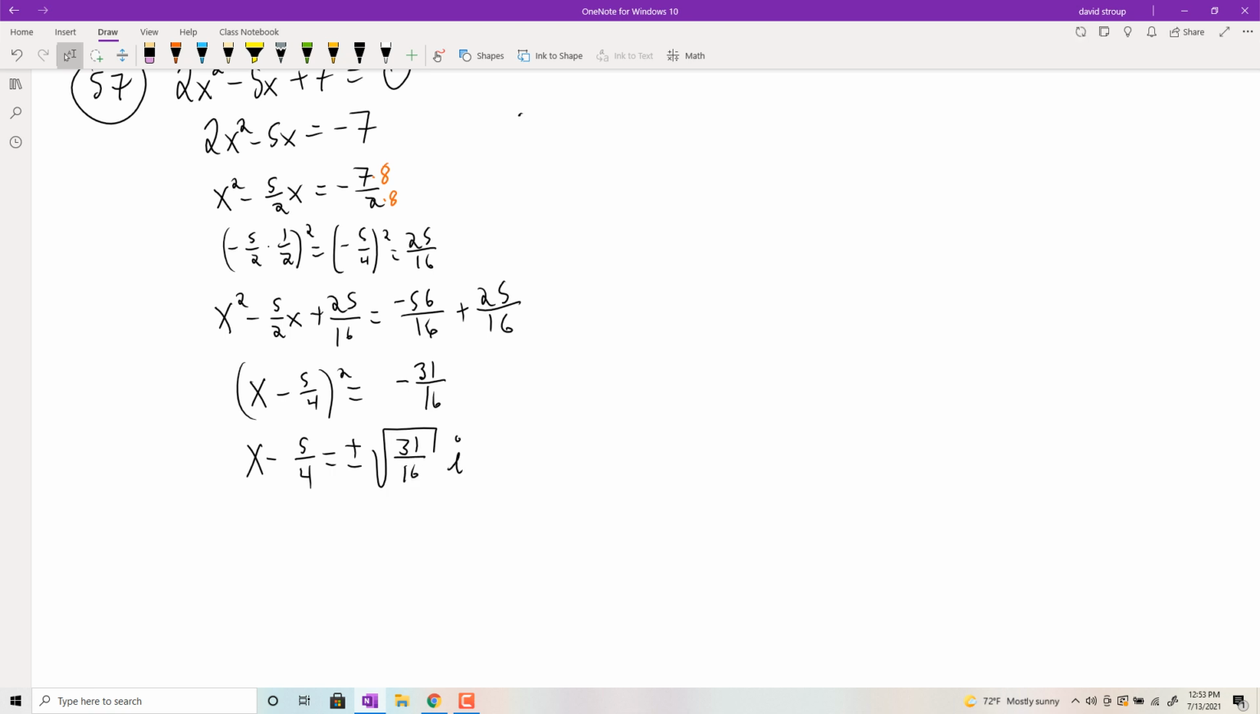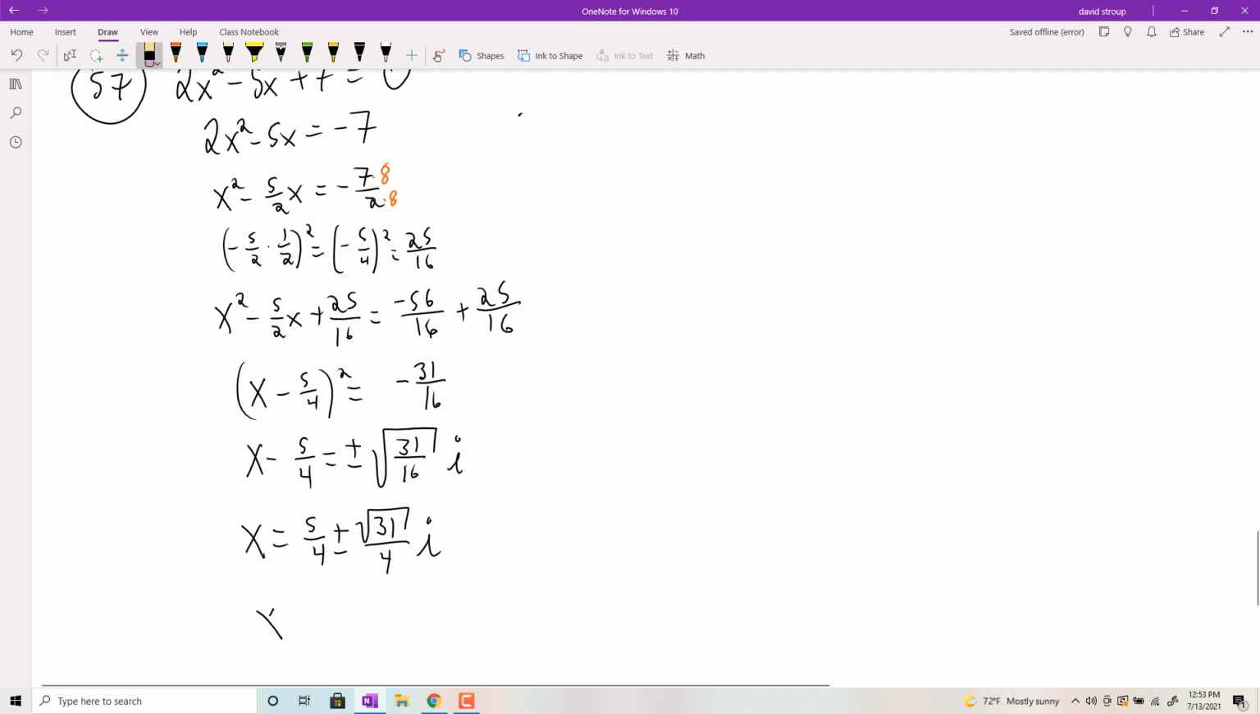It's because of that negative under the radical. Move the 5/4 over, so you have 5/4 plus or minus square root of 31 all over the square root of 16. Square root of 16 is just 4 though. And then i. Okay, so those are fair game. If you want to, you can also rewrite this, but I mean that's in good form. That's the complex standard form, a plus bi.